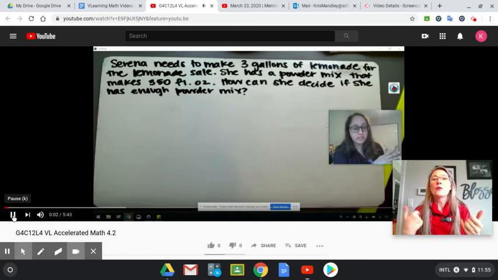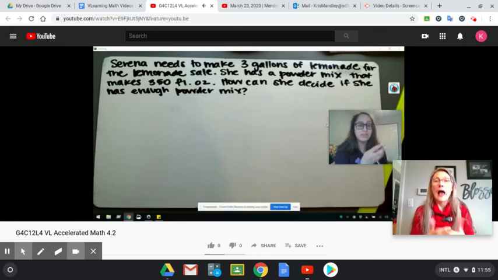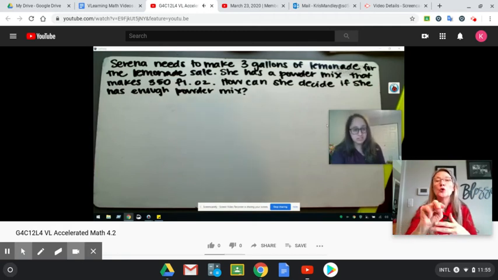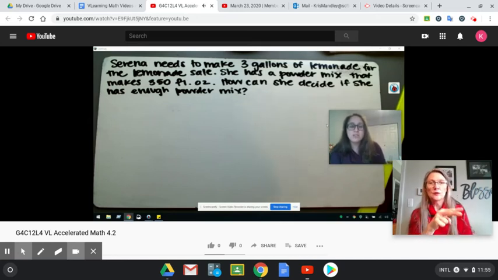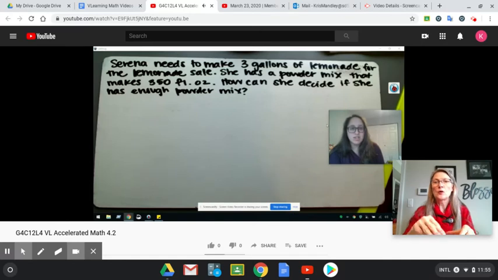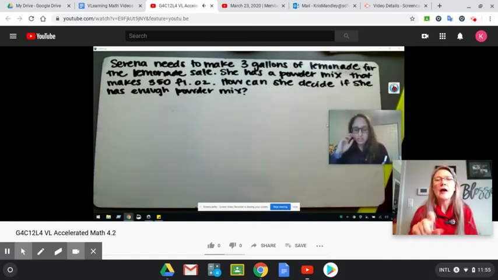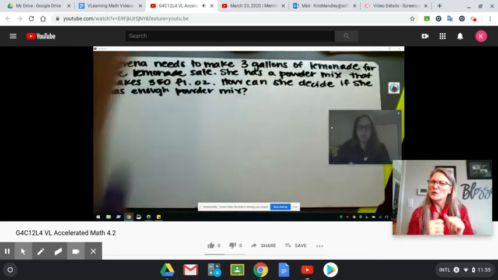Now that we've proven how these units of liquid volume relate to each other, let's actually apply it to a real situation. So let's take a look at this problem. Serena needs to make 3 gallons of lemonade for the lemonade sale. She has a powder mix that makes 350 fluid ounces. How can she decide if she has enough powder mix? So let's take what we've learned and try to solve this problem.